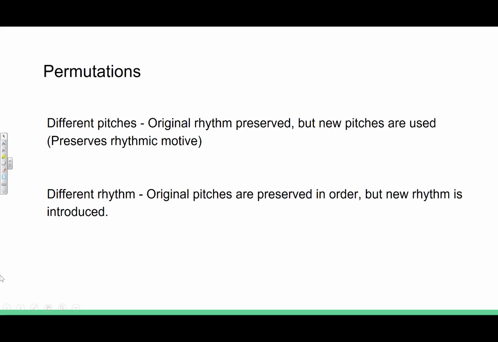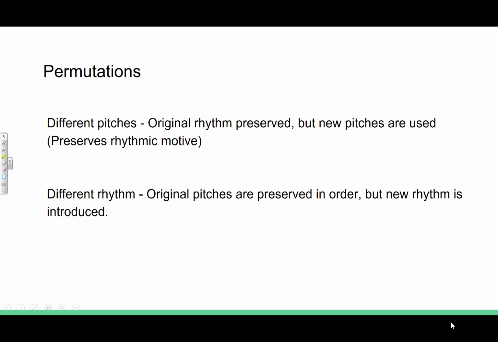Now we're going to talk about permutations. Okay, there are two types of permutations, one that deals with different pitches and one that deals with different rhythms. So different pitches, that is, the original rhythm will remain the same and be preserved, but new pitches are used. And then we have different rhythms, where original pitches are kept the same in order, but a new rhythm is introduced. So let's learn more about permutations.